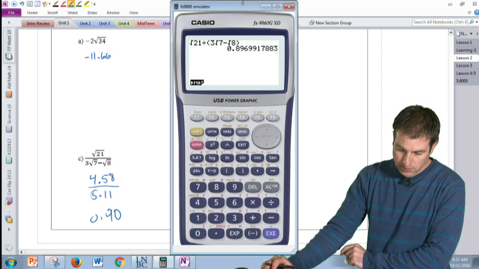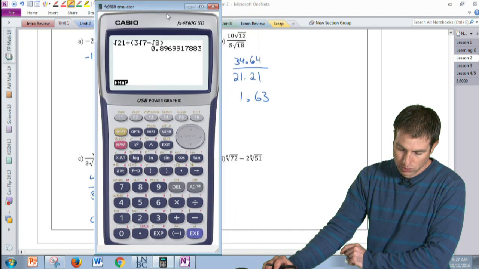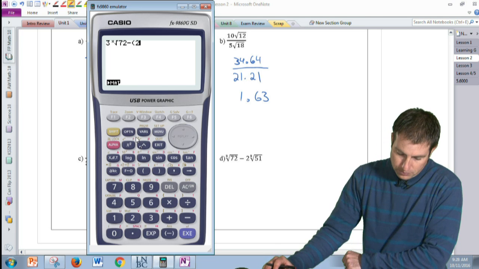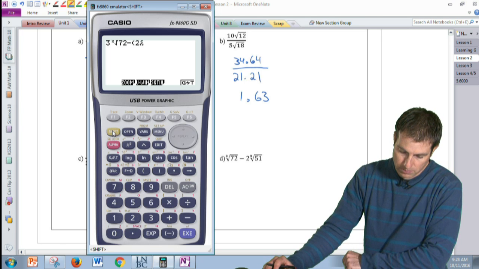This last one's the exact same thing, except you have cube roots. I'm just going to plug it in. I have a cube root button on my calculator, but if you don't, you're going to have to go 3, root with a little x in front of it, 72 minus, I'm going to put everything in brackets here, 2. I don't know if my calculator is going to be smart enough to figure this out. I might do it separately.